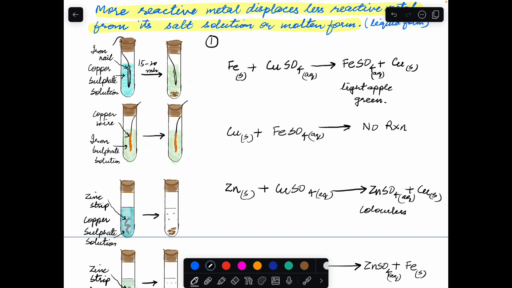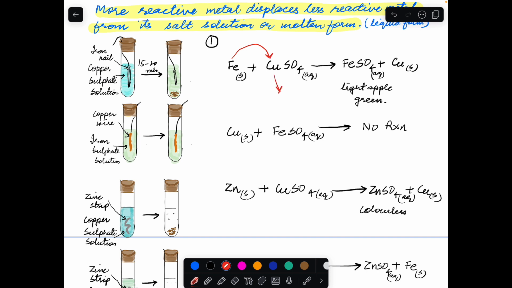What we will observe after 20 minutes is that the medium has changed from aqua blue to apple green color, and there is a settlement of some brownish black dust at the bottom of the test tube, and your nail is a bit thinner. Okay, so what reaction is taking place here? Your iron, being more reactive, will displace copper. That means copper is kicked out.